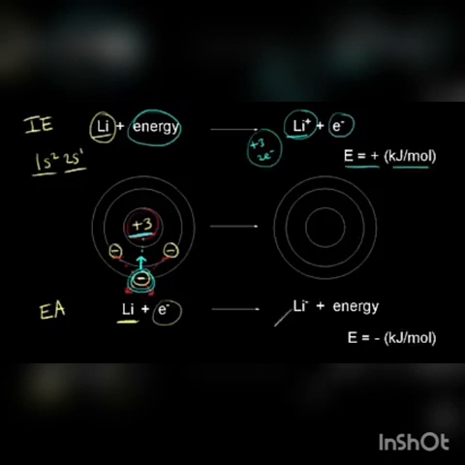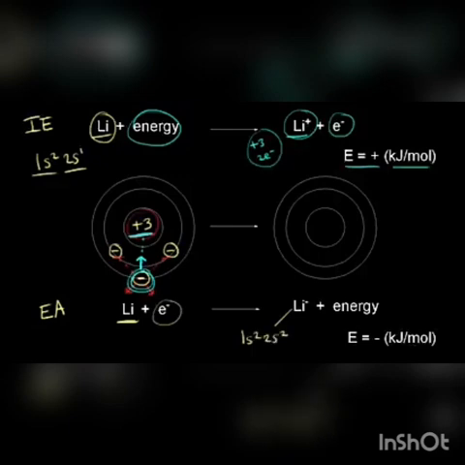So the electron configuration for the lithium ion would be 1s2, 2s2. So still 3 positive charges in the nucleus, 2 electrons in the 1s orbital, but now we've added an electron, so we have 4 electrons total, 2 in the 2s orbital. So let me highlight the electron that we added in magenta. So this is the electron that we added to a neutral lithium atom.